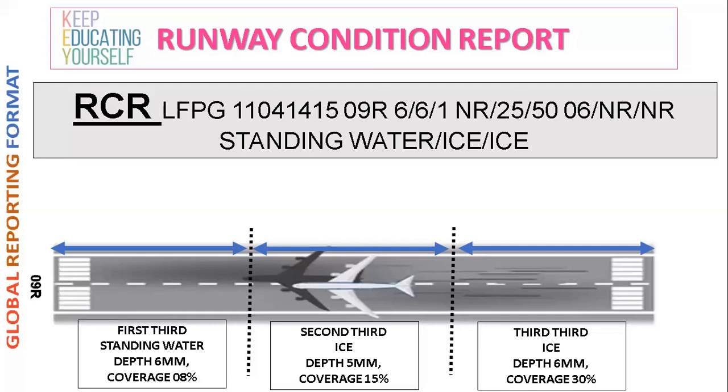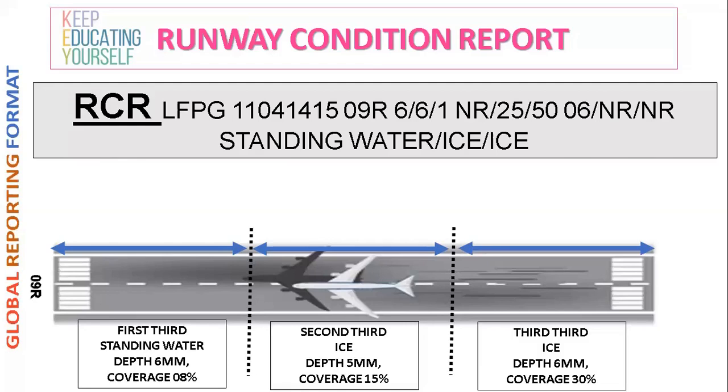Now we will come to the reporting of depths. Again, I am repeating, you must remember that depth reporting is only for 4 contaminants. And out of those 4, standing water, slush, dry snow, wet snow, only standing water is present and it is present only on the first third. So we will report depth if it is 04 mm or more. Yes, it is 6 mm. So we will report 06. Always remember it will not be 6, it will be 06. So we have to report two digits, 06.